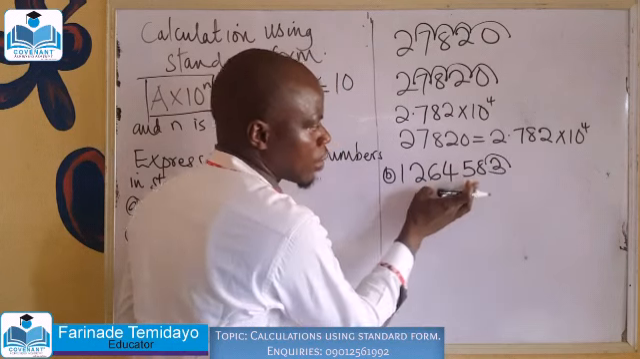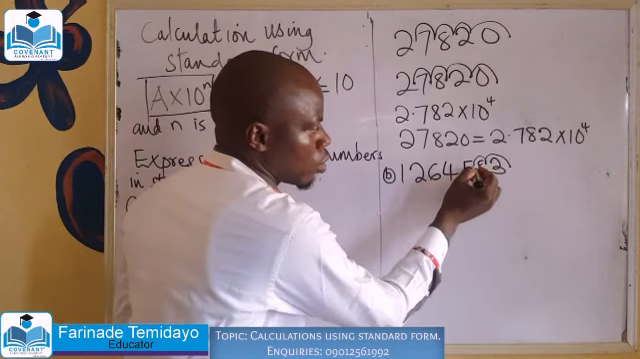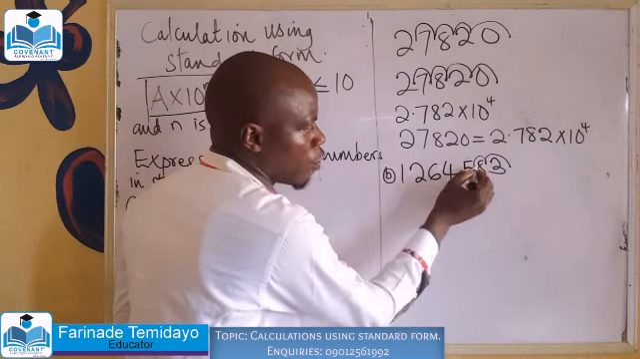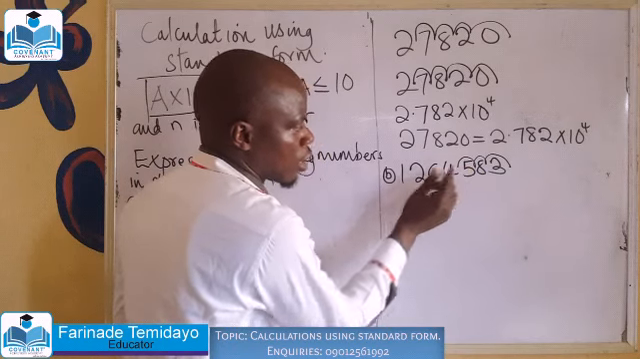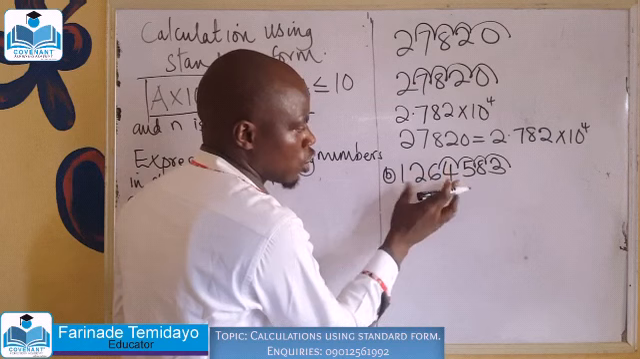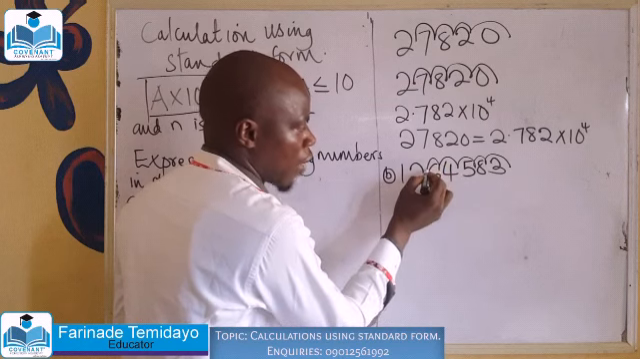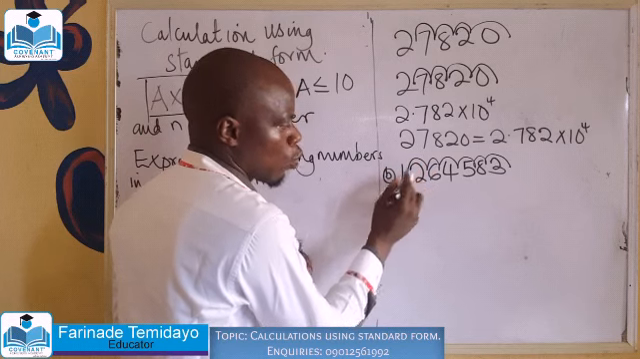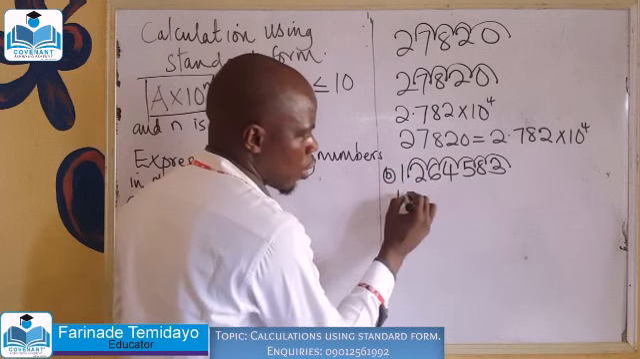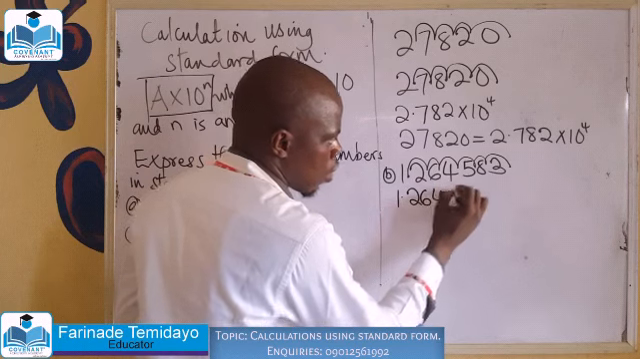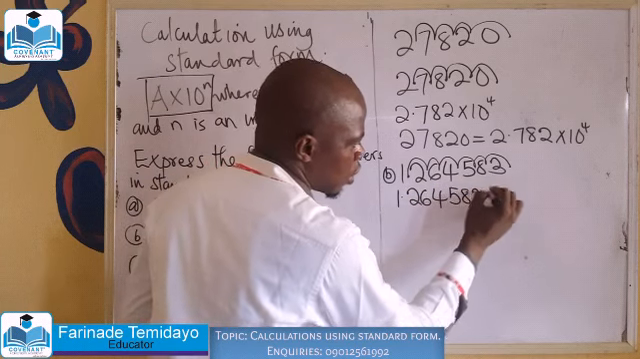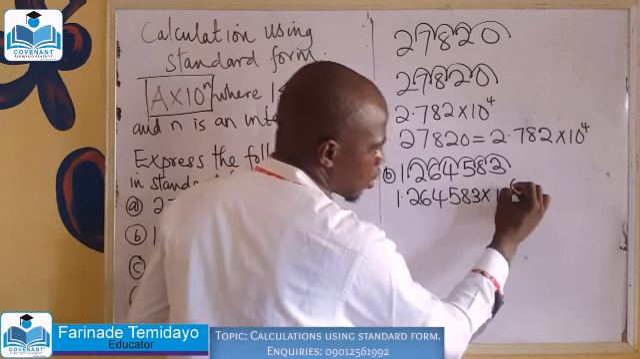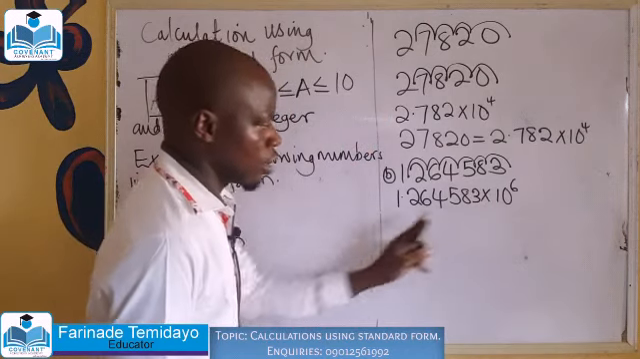1, it is still greater than 10. You move it again, 2. This number is still greater than 10. You move it again, 3. Still greater than 10. You move it again, 4. Still greater than 10. You move it again, 5. 1.2 is still greater than 10 at this point, so you move it the last time, 6. So 1 point. That means this number is 1.264583 times 10 raised to the power 6. This is the standard form.